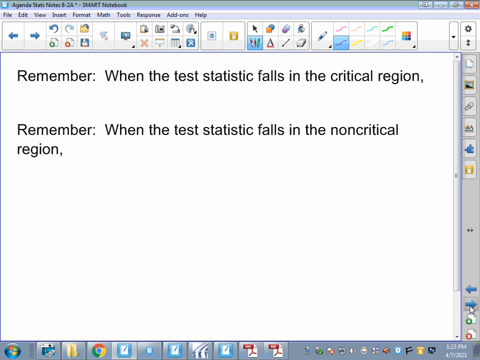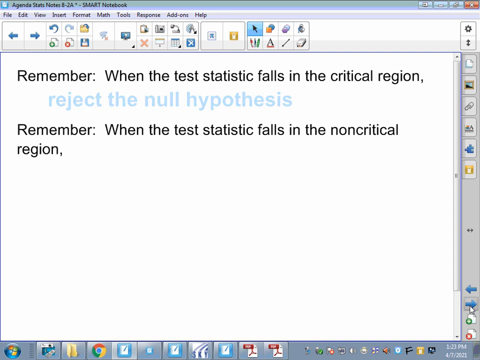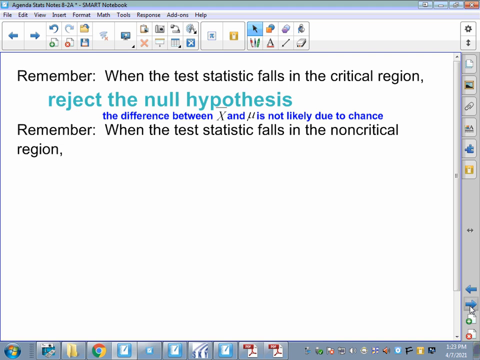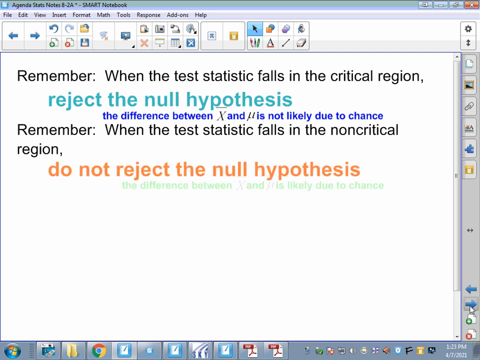All right, so quick, remember, when your test statistic is in your critical shaded region, so when what you calculate falls in the critical region, reject H sub O. That means that your difference between X bar and mu is not likely due to chance. It's a sampling error or something else. When your test statistic falls in the non-critical, non-shaded region, do not reject H sub O. That means your difference between X bar and mu is likely due to chance. It's small enough that it didn't really make that much of a difference.